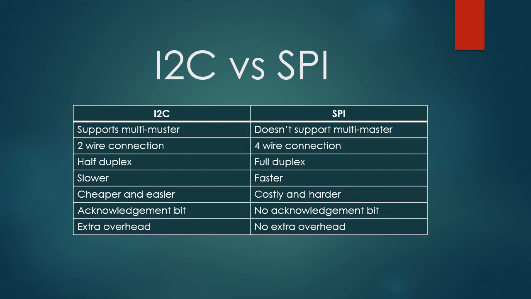I2C is slower than SPI, but it's also cheaper and easier to implement. And there's no acknowledgement bit in SPI, and there's some extra overhead in I2C because you are sending a start bit, stop bit, acknowledgement bit, and also the address of the appropriate device.